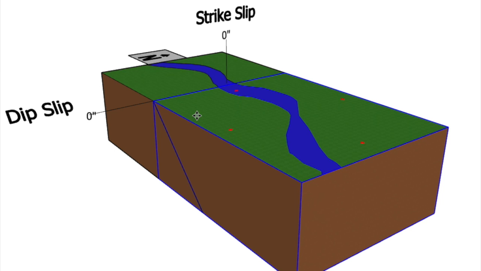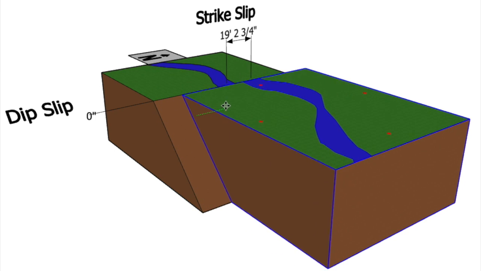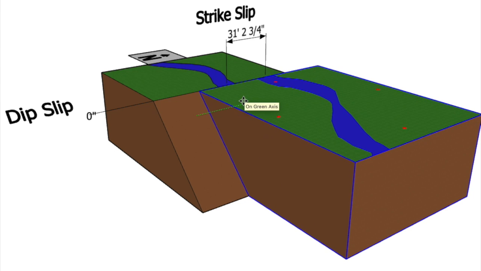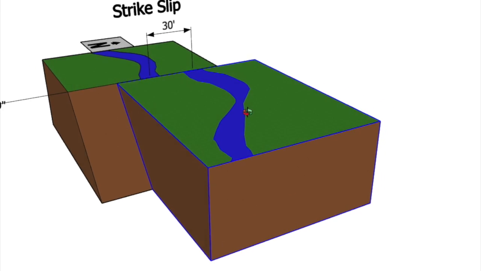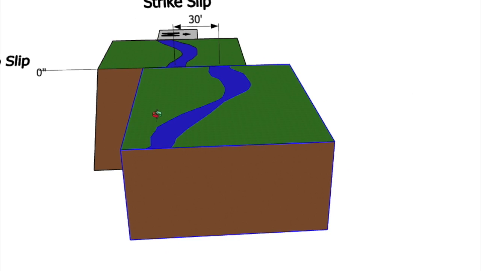So the first type of slip I'm going to generate is strike slip, and I'm going to move this hanging wall off to the right relative to the footwall, and I'll set the offset to 30 feet. And one thing you should notice is this river has now been offset a particular direction. So if we look at this river head on as if we're going down the river, we can see we now have to take a left turn to go down the river further. And this is what's known as a left lateral strike slip fault, because we have to make a left turn to get to the same feature on the other block.